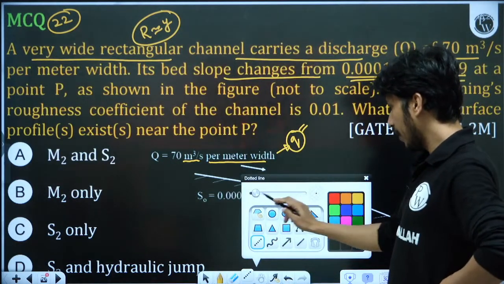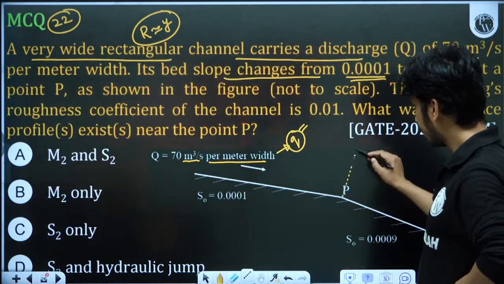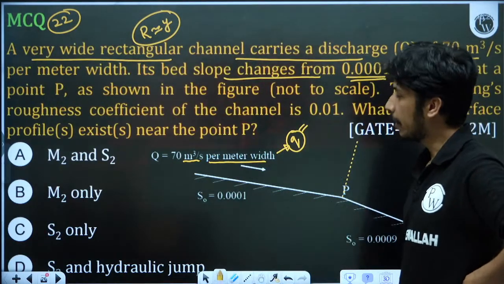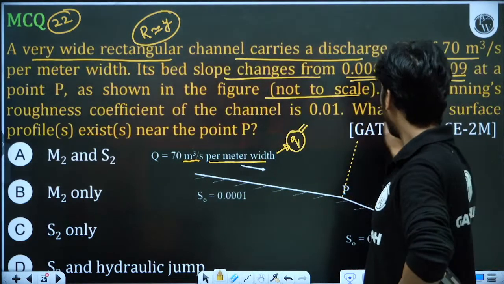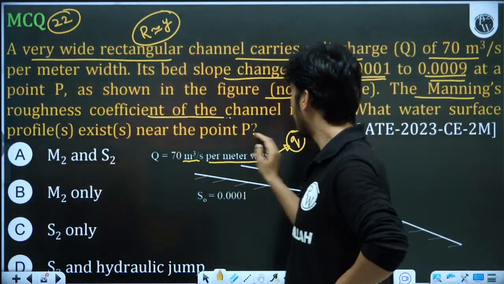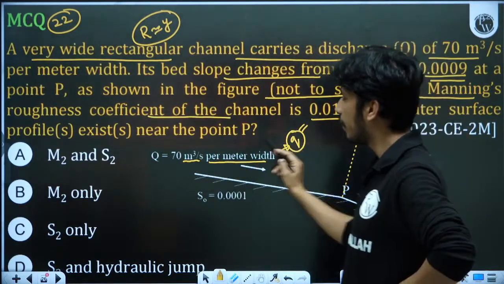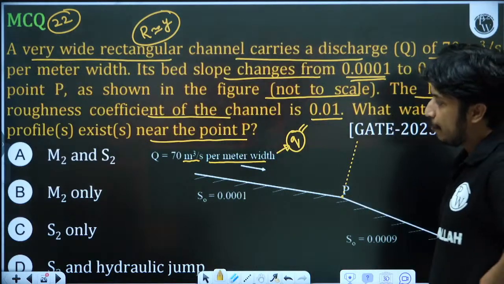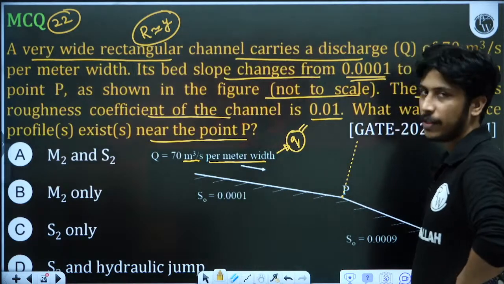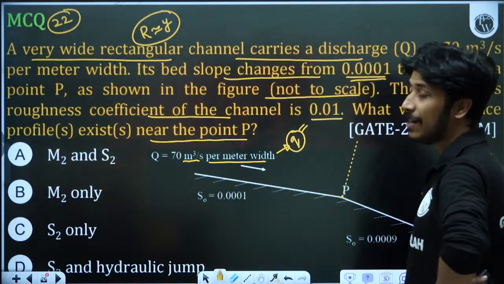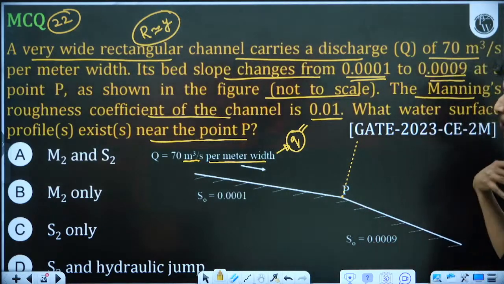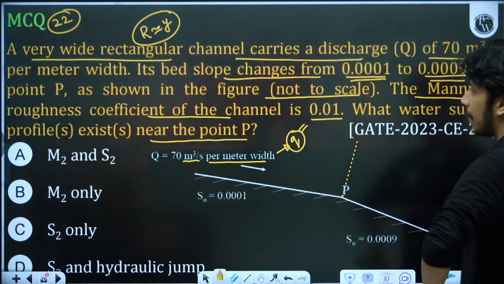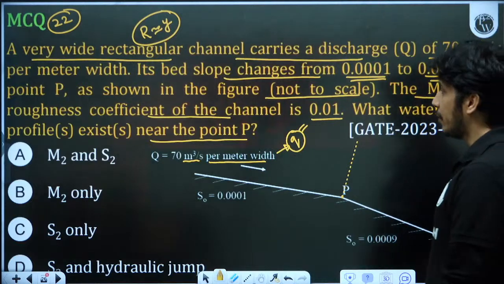So for that we have to calculate the critical slope. What is the critical slope? We will calculate. Now the figure is not to the scale. The Manning's N is 0.01. What is the water profile near the point P? So near point P, what will be the water profile? M2, S2, M2 only, S2, S2 and hydraulic jump. So first you have to calculate the critical slope. At y is equal to yc, what is the slope? First calculate this. Okay, so this is a very good question.